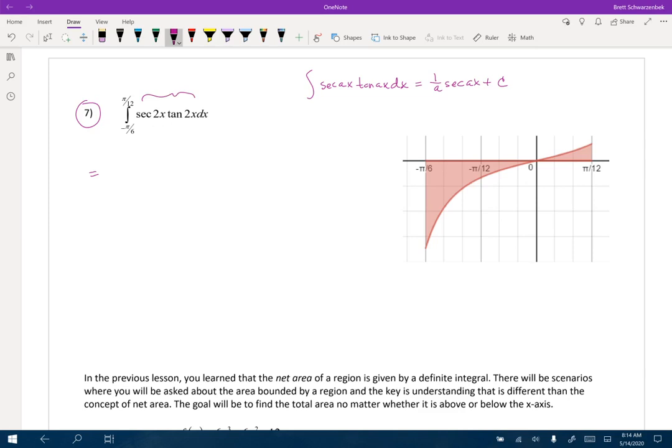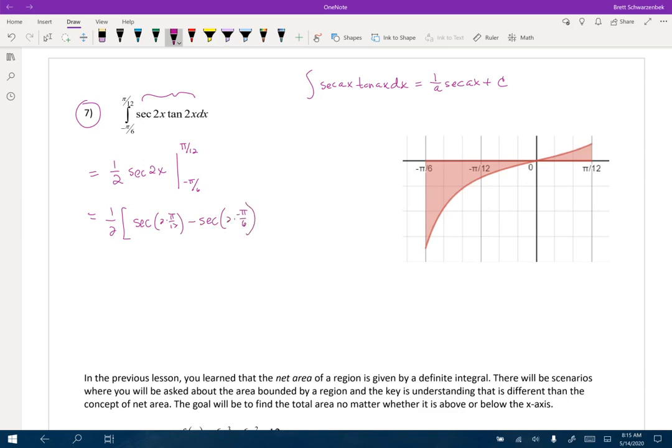So what are we going to do? Well, a clearly is 2, so the antiderivative is going to be 1/2 secant 2x evaluated from negative pi over 6 to positive pi over 12. Now that pi over 12 looks very intimidating. We're very familiar with pi over 6 from pre-calculus and trig, but the pi over 12, not so much. So let's see if something nice happens. So we can take this 1/2, leave it on the outside. We're going to do secant of 2 times pi over 12 minus secant of 2 times negative pi over 6.